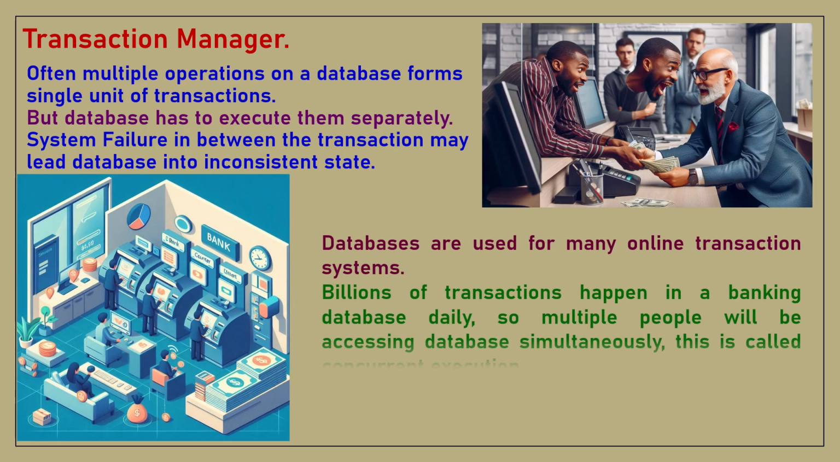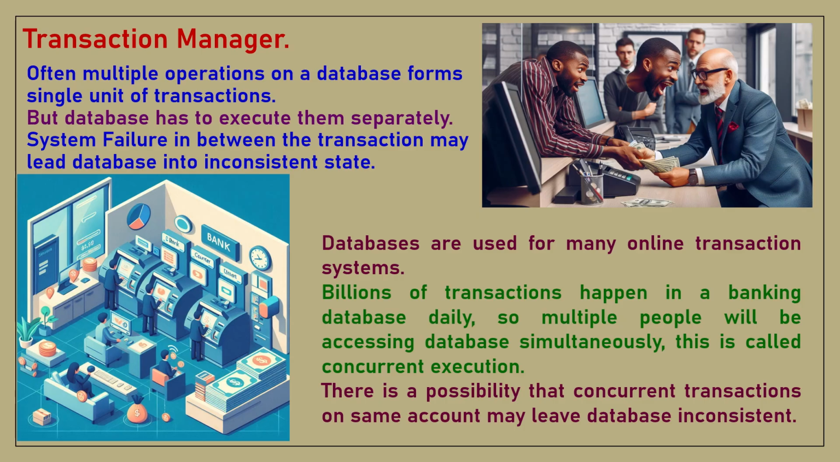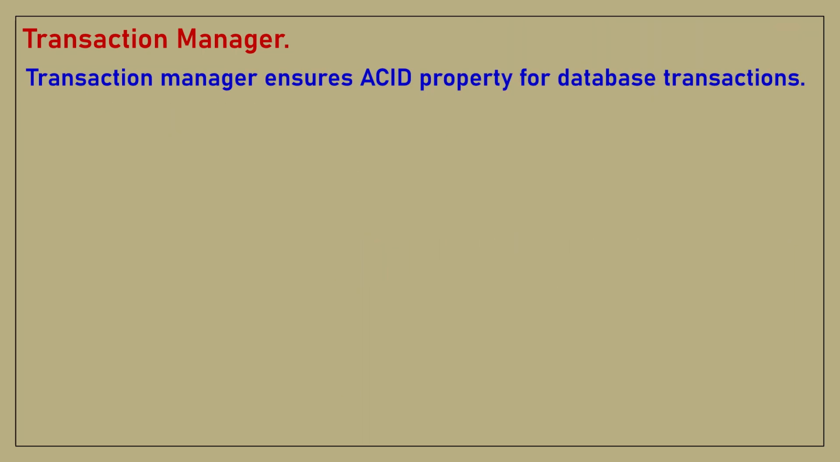Similarly, databases are used for many online transaction systems. Billions of transactions happen in a banking database daily, so multiple people will be accessing the database simultaneously. This is called concurrent execution. There is a possibility that concurrent transactions on the same account may leave the database inconsistent. In order to overcome such situations, Transaction Manager ensures ACID property for database transactions.